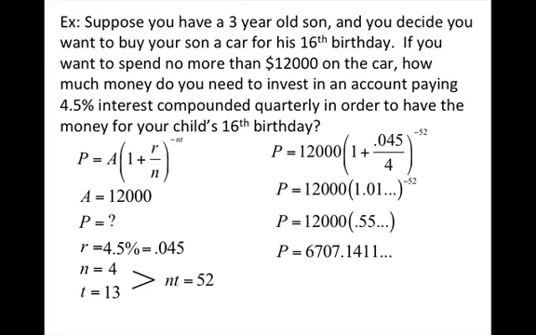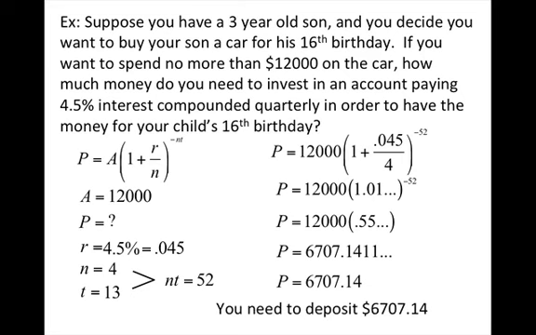Since this one is our final answer, this is the only one that we round. The 1 after the 4 will not round the 4 up to a 5, so we end up with 6,707.14. So that means I need to deposit $6,707.14 into the account now in order to have $12,000 when my son turns 16.